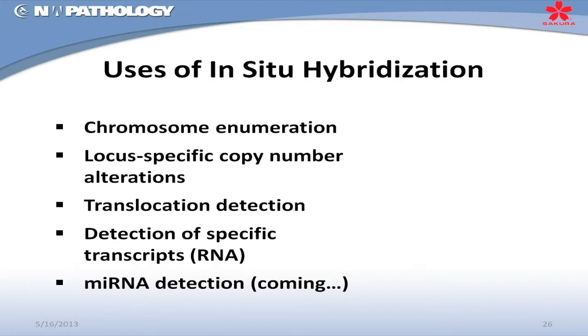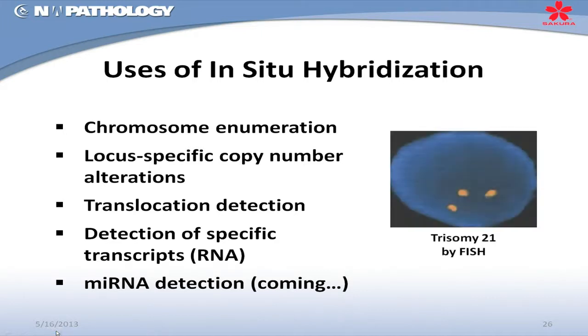Some techniques that we can use ISH for that can't be done with cytogenetics would include probing specific RNA molecules, so specific transcripts like mRNA molecules, or actually specific foreign molecules such as viral or bacterial RNA. And in the future, we may be able to use microRNA ISH. That's actually been described, although it hasn't come into clinical utility yet.